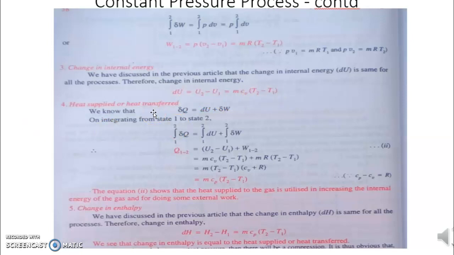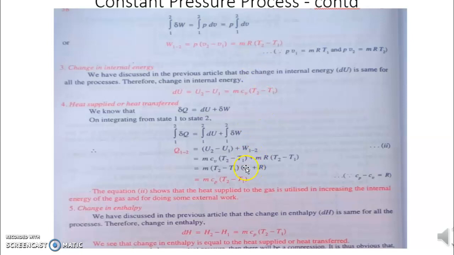Now we are going to derive the equation for heat supplied or heat transfer. Taking this general term and integrating between 1 and 2, we will get Q1-2, the heat transfer or heat supply to the gas during the process 1 to 2. It is a path function, so it is Q1-2. It is equal to U2 minus U1 plus W1-2. U2 minus U1 is mCv into T2 minus T1, and W1-2 is equal to mR into T2 minus T1.